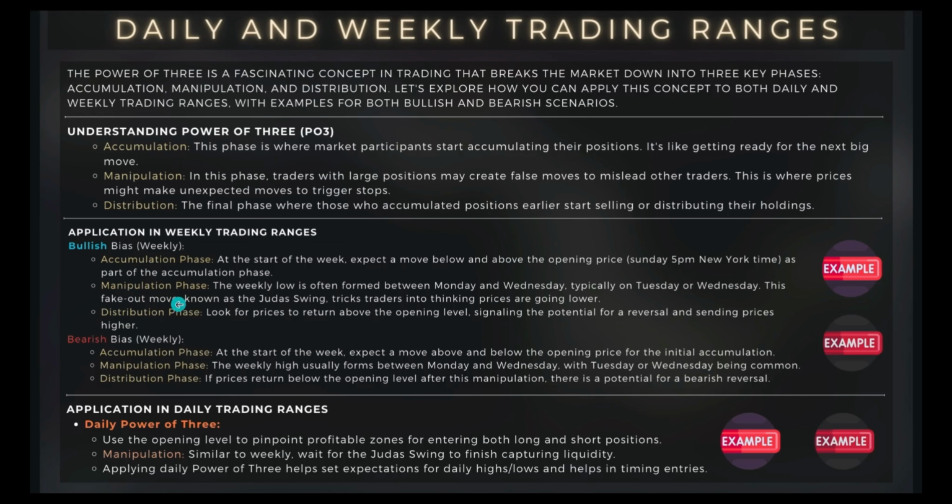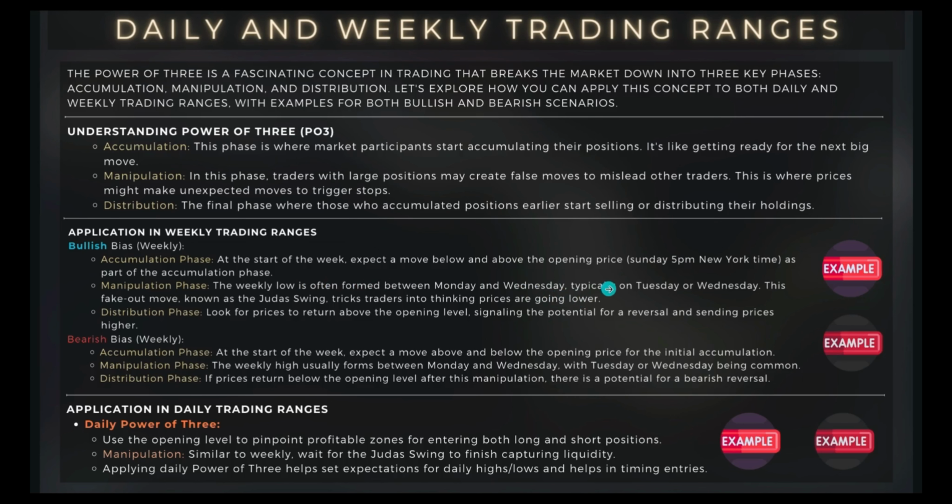Okay, now manipulation phase. The weekly low is often formed between Monday and Wednesday, typically on Tuesday or Wednesday. It really can form anywhere between Monday and Wednesday. This fake out move, known as the Judas swing, tricks traders into thinking prices are going lower.